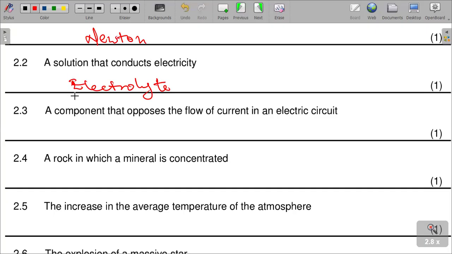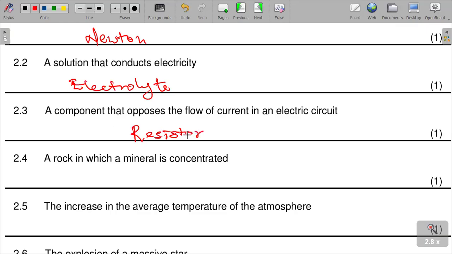That is very correct. A component that opposes the flow of current in an electric circuit, what is it called? If you look at the structure of the previous question we were talking about, the circuits and so on, a component found in an electric circuit that opposes the flow of current is called a resistor.